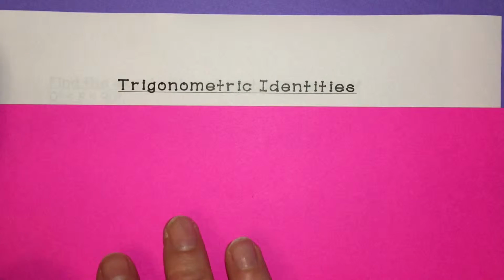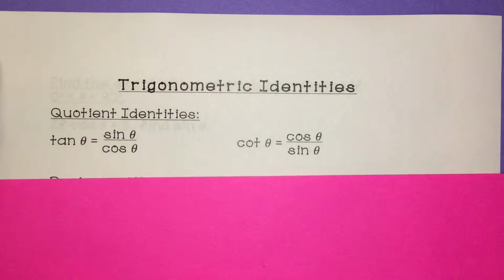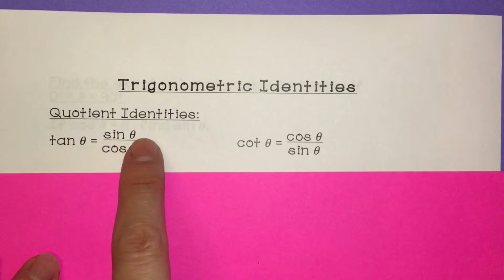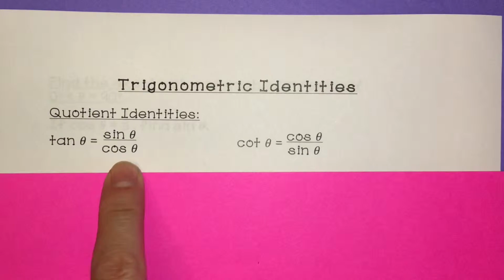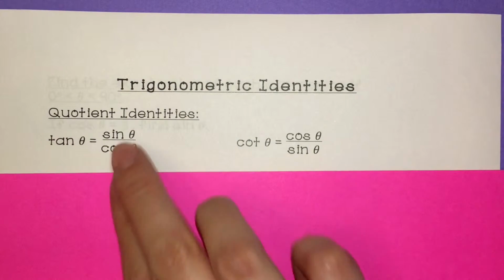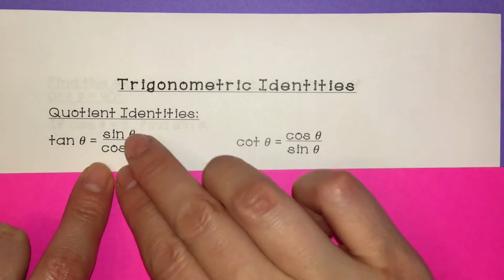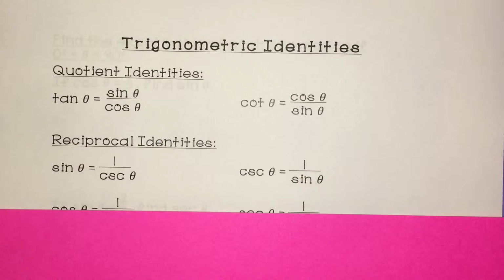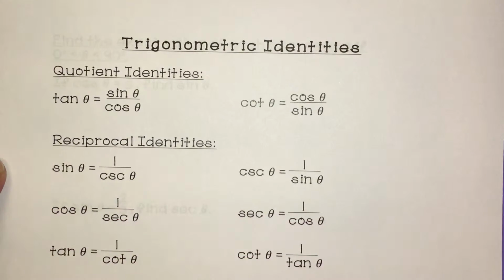This video is on trigonometric identities. The quotient identities are: tangent of theta is equal to sine theta divided by cosine theta. Cotangent theta is equal to cosine theta over sine theta. So these are just flipped, and these are important, so you will want to make sure you have them written down or you know them.